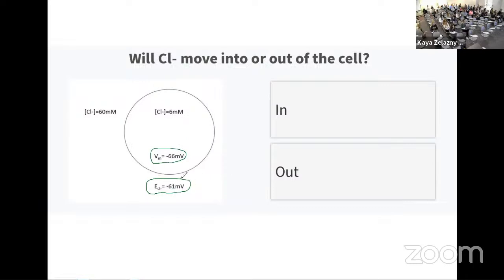So for electrochemical driving force, we take that -66. We know we have a negative ion. We want to get to -61 inside the cell. So overall, we are going to have to move chloride ions out. So this tells us, right, if we remove a negative charge, that number is going to get more positive. So we go from -66 to -65 to -64 and so on until we get to -61, by moving those chloride ions out.